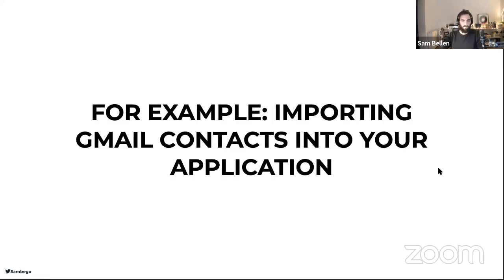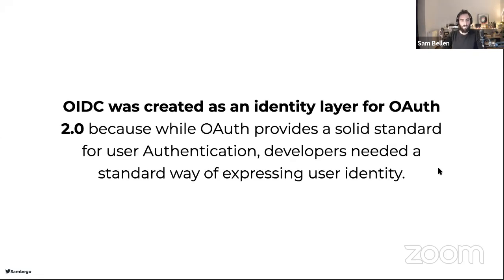So for example, if you want to import Gmail contacts into your application, you're going to use OAuth to access Gmail. Can I please get access to the contacts of this user? And can I please just copy them to my application? But you're not going to request access to Gmail itself or to the identity of your Gmail user, just your contacts in this example.